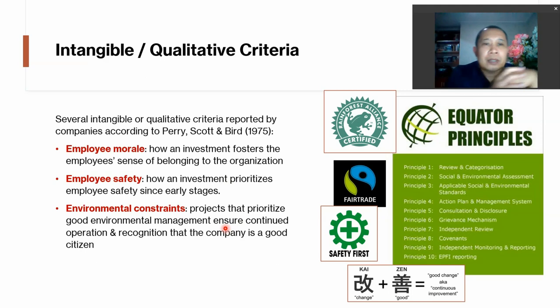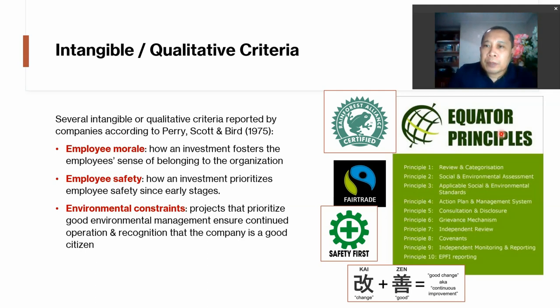The third one is environmental constraints. So projects that prioritize good environmental management ensure continued operation and recognition that the company is a good citizen, thus providing them with a higher chance of being funded or being approved again. So on the right-hand side here are several environmentally related issues in project decisions.